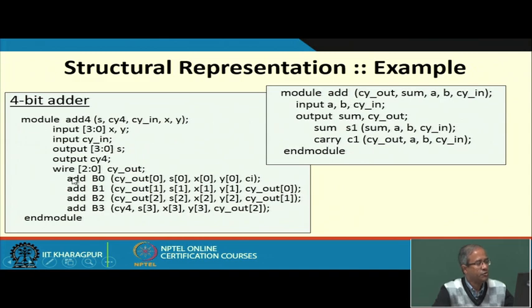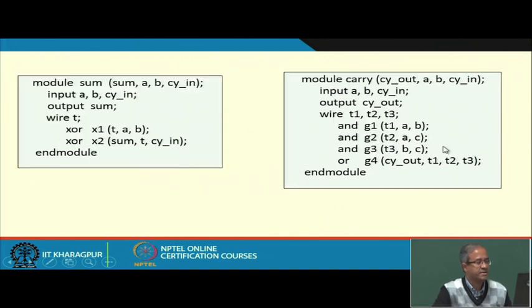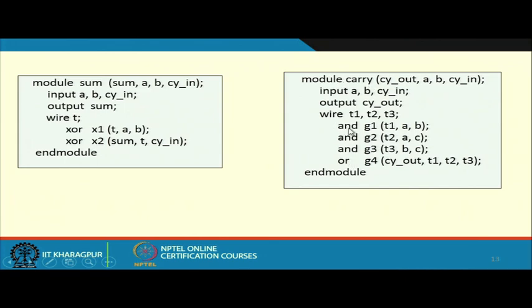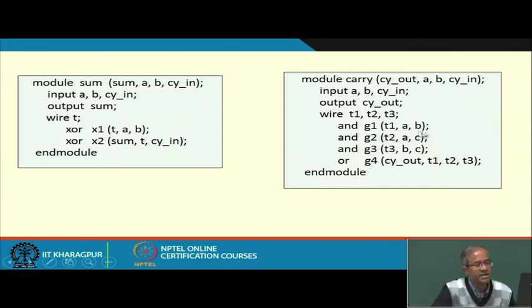We have defined add, we have used add 4 times to create a 4-bit adder, but now these are sum and carry. You see here we have defined carry in terms of some gates. We have not used the logic expression anymore, AB or BC or CA. We have said that there are 3 AND gates and an OR gate. The convention is AND T1 A B means A, B are the inputs, T1 is the output. Second one, A C are the inputs, T2 is the output. Here B C input, T3 output, and the final OR gate T1, T2, T3 are the inputs and C out is the output. So, this is a pure structural description, because we are specifying the exact gates to be used and how they are interconnected.